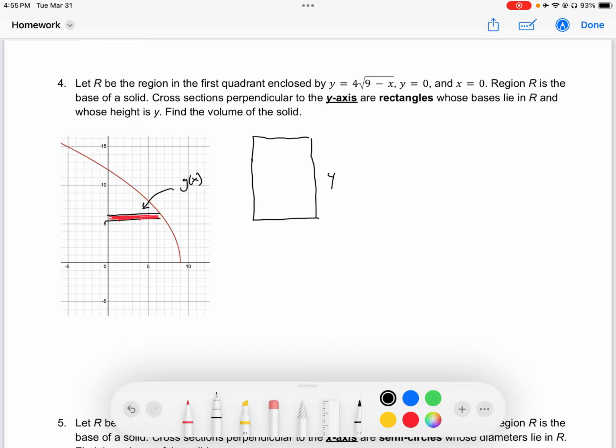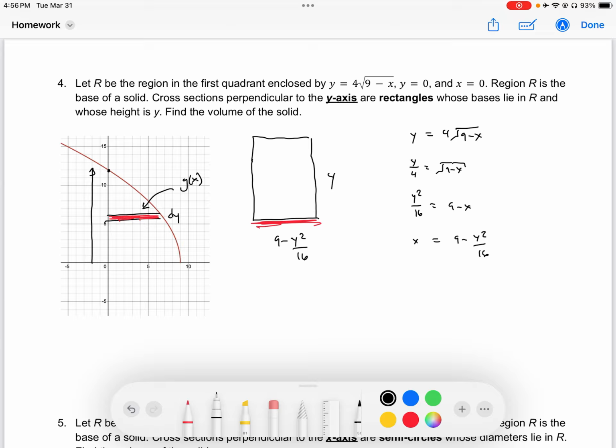So we need to solve this equation for x. Anytime you are integrating with respect to y, which we are because we have a little change in y, dy, and we're moving from 0 up to whatever that value is there, which looks like 12, we need to solve for x. So let's divide by 4. Let's square both sides. We get y squared over 16 is equal to 9 minus x. Let's add x, subtract y squared. We get x equals 9 minus y squared over 16. So this base right here, which you can label as red, is the length of that function, which is 9 minus y squared over 16.